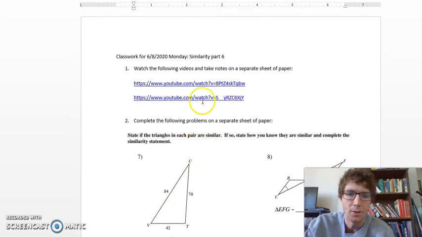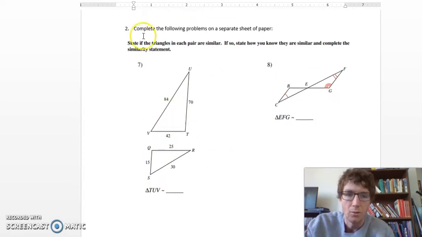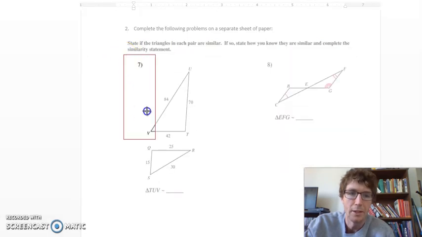So the first thing I want you guys to do is watch these two YouTube videos. They'll kind of explain how to answer these problems, and I'll also go over number 7 and number 8. The directions are: state whether the triangles in each pair are similar. If so, state how you know they are similar and complete the similarity statement. So first, let's just figure out if these are similar or not, and then I'll get into how to complete the similarity statement.